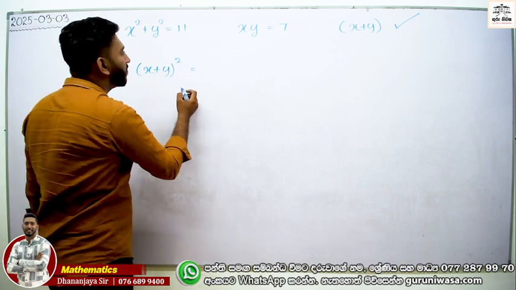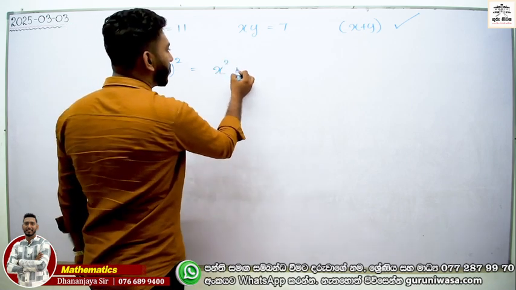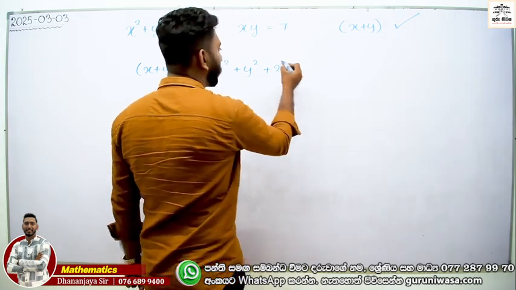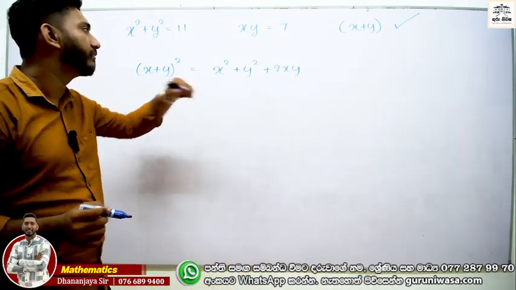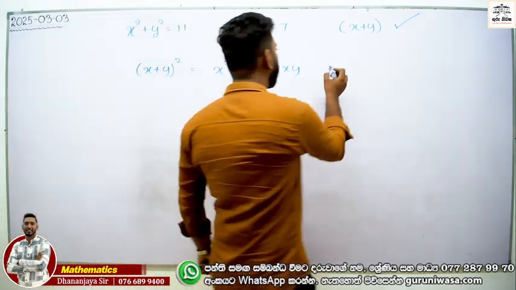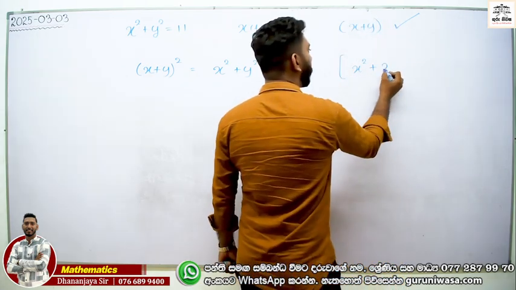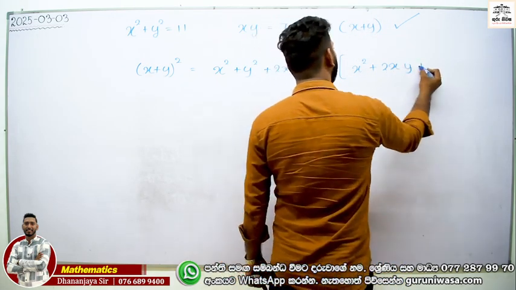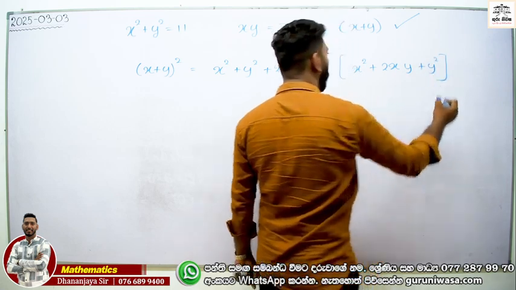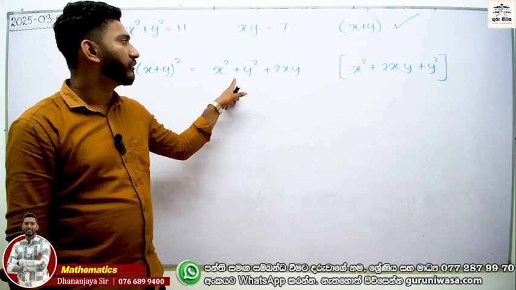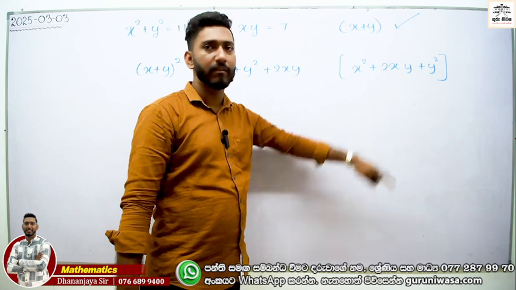Remember how we write this: x squared plus y squared plus 2xy. Normally it comes as x squared plus 2xy plus y squared. That's the normal way, right? Therefore, I am going to write it as x squared plus y squared plus 2xy.